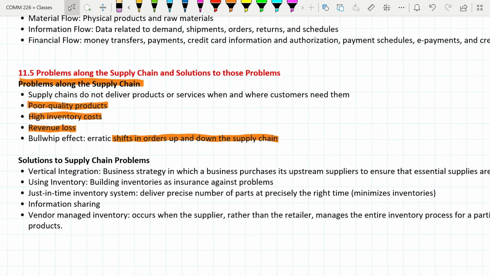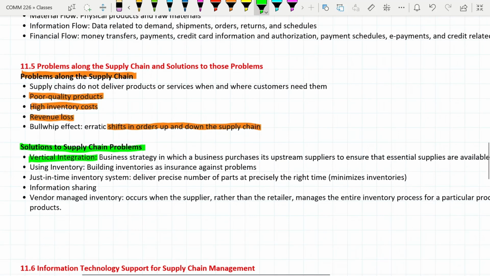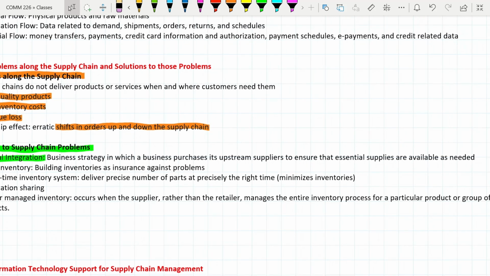So the solutions, I'll put this in green, to the supply chain problems. Vertical integration. Let me highlight vertical integration. It's the business strategy in which a business purchases its upstream suppliers to ensure that essential supplies are available as needed. So the business purchases its upstream suppliers.